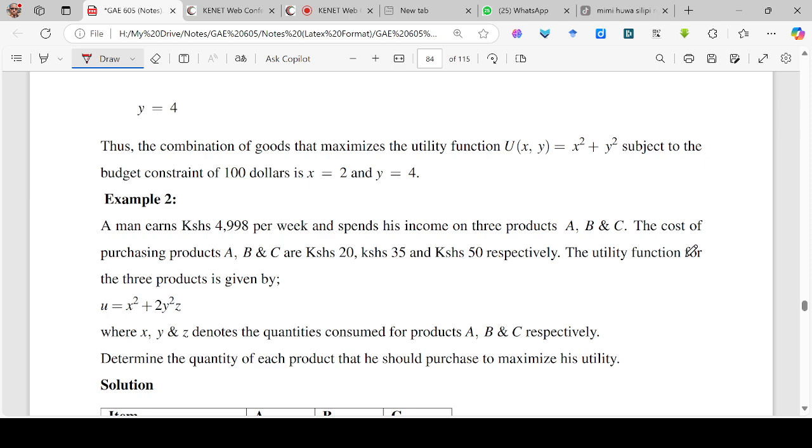The respective utility function for the 3 products is given by u equals x squared plus 2y squared z, where x, y, and z denote the quantities consumed for products A, B, and C respectively. The problem is to determine the quantity of each product that he should buy to maximize his utility.